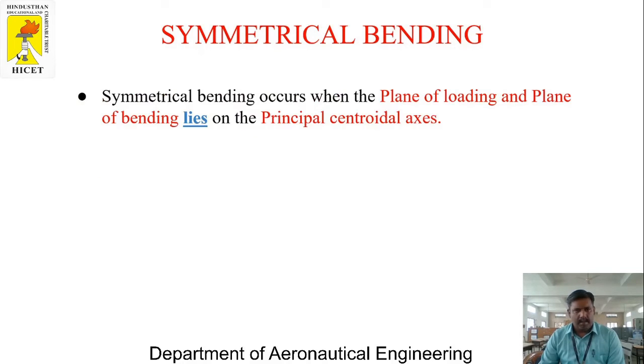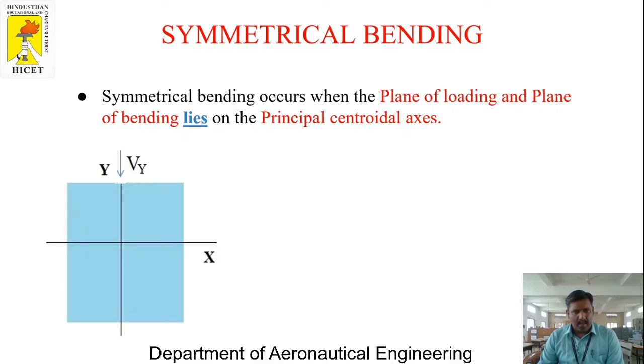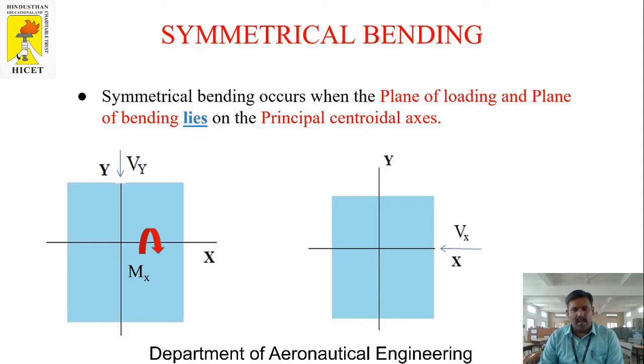Symmetrical bending. Symmetrical bending occurs when the plane of loading and the plane of bending lie on the principal centroidal axis. So if you are applying a vertical load that lies on the centroidal y-axis, the principal axis, this will produce a moment about the x-axis, that is Mx. This bending is called symmetrical bending. Similarly, if you are applying a horizontal load along the x-axis, that will produce a moment about the y-axis. So this will also produce a bending about the y-axis.